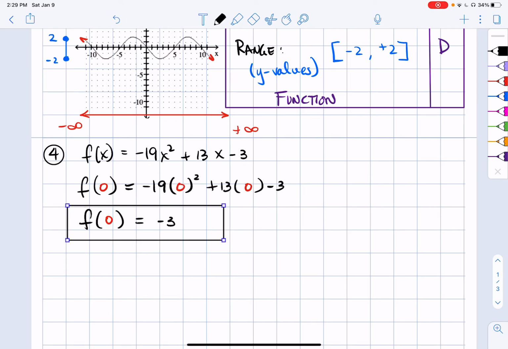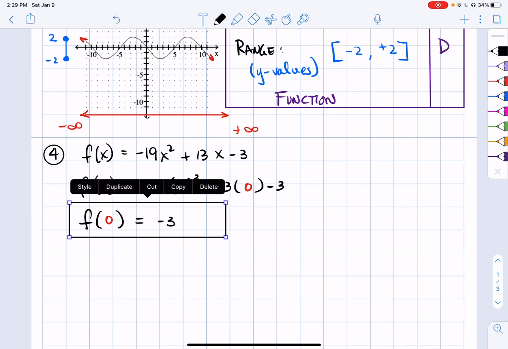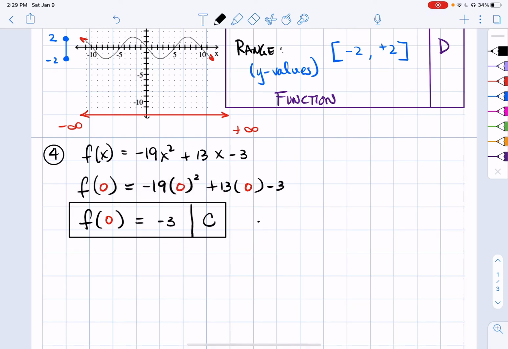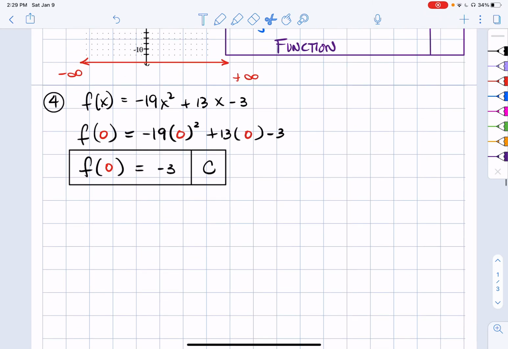Okay, just up a little bit. And that was choice number C. This. That looks very straight. That looks better. All right. So off to number 5.